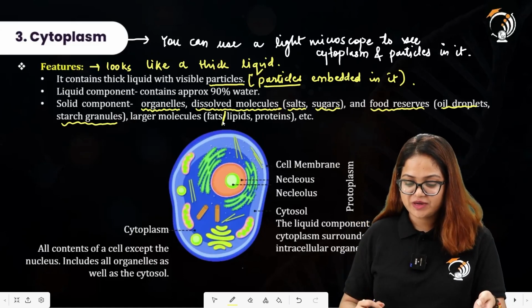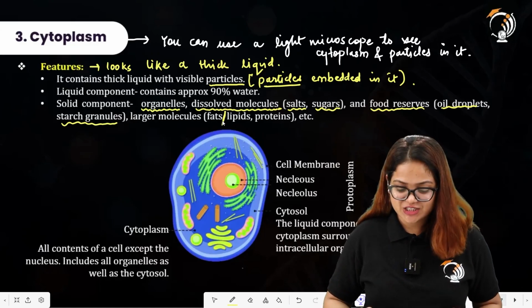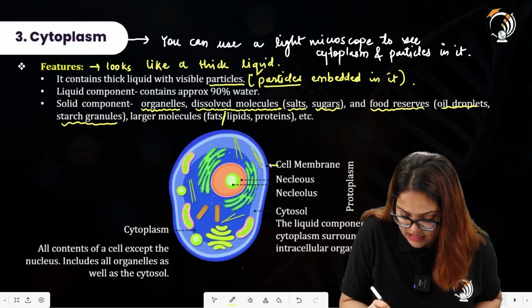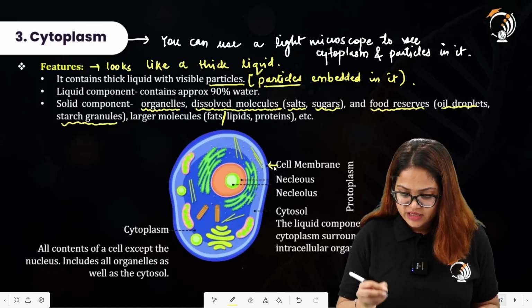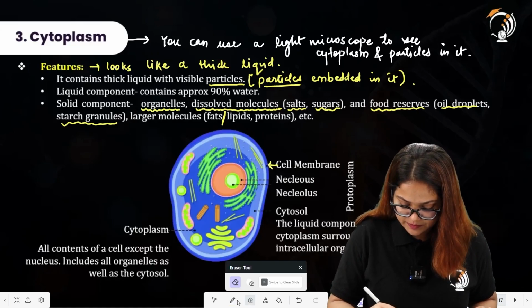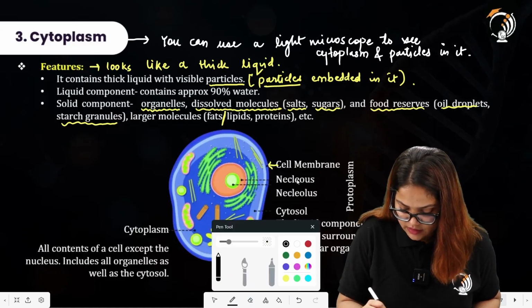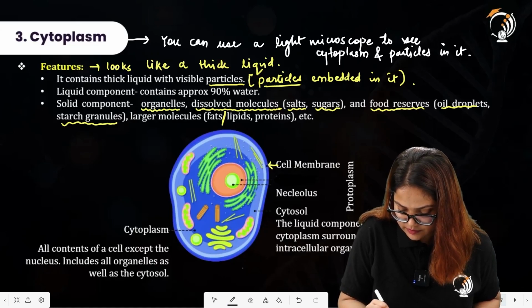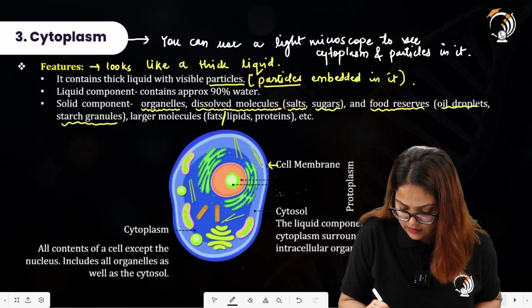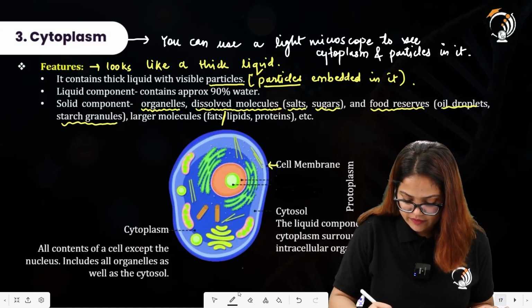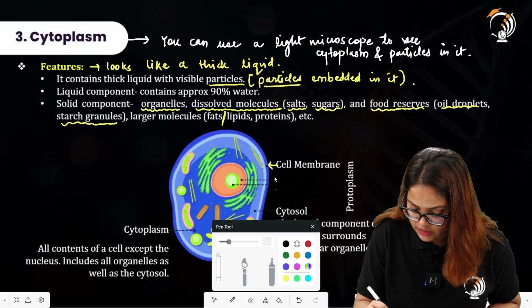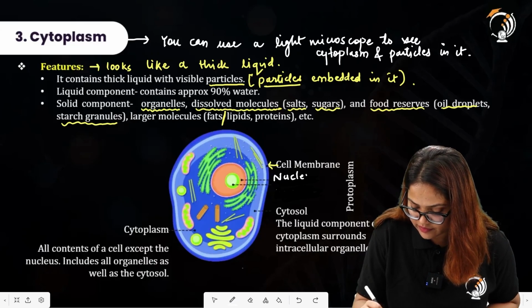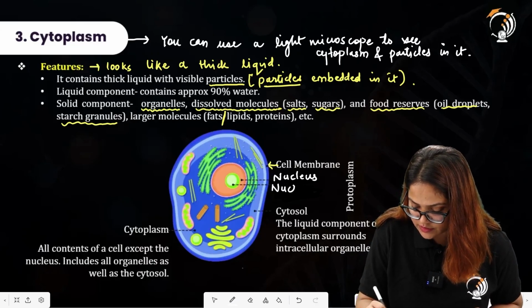So this is about the cytoplasm. We have this diagrammatic representation in which the cell membrane is there. So here we have this region as the cell membrane. Let me just correct it. Here we have the nucleus, and in the nucleus we have the nucleolus.